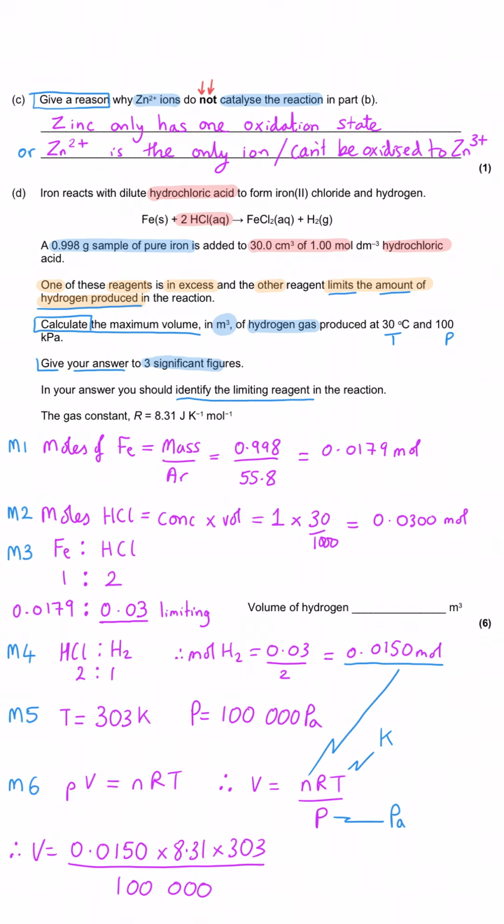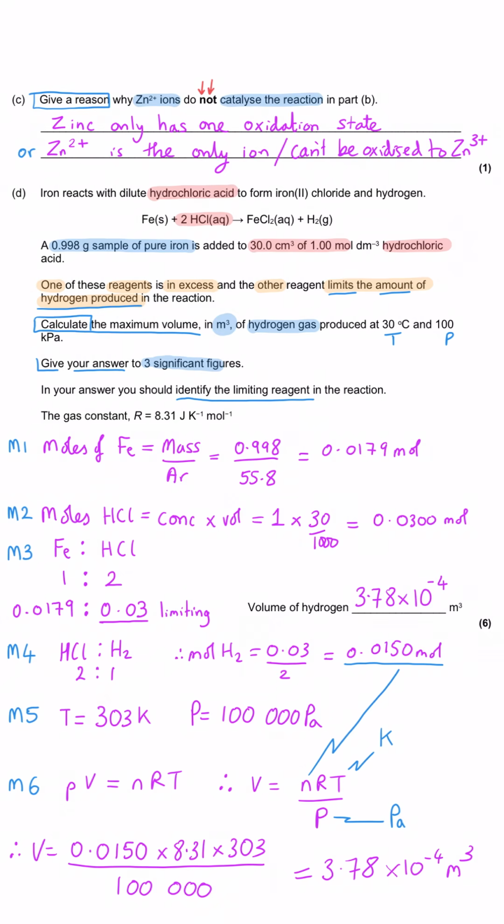And so then, when we crunch our numbers into the equation, we put the 0.015 multiplied by 8.31 multiplied by 303 on the top. We divide that by 100,000 and we get a volume of 3.78 times 10 to the minus 4. No further conversions necessary. This value from the ideal gas equation is already in cubic meters, and so we don't need to do any conversions on this occasion.